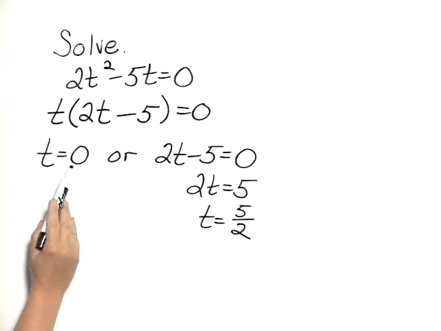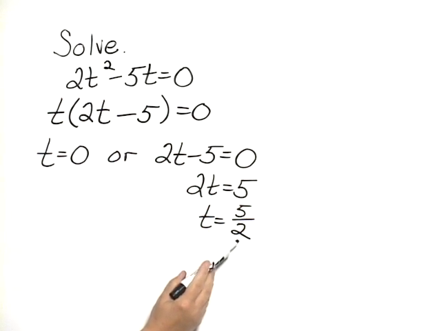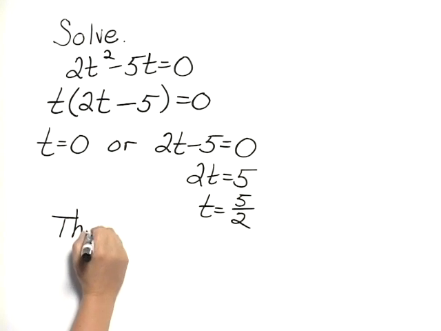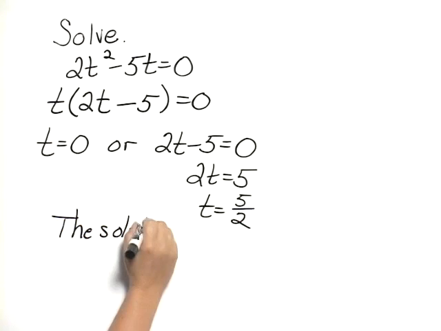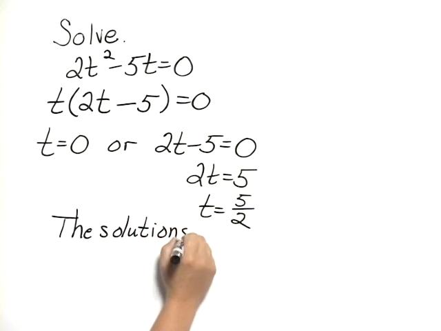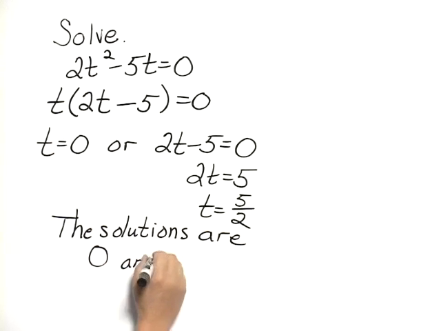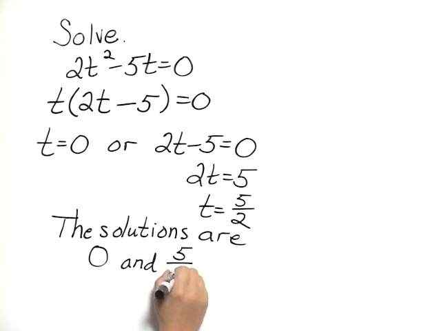We have two solutions, 0 and 5 halves. Both of them check in the original equation. So we can say that the solutions are 0 and 5 halves.